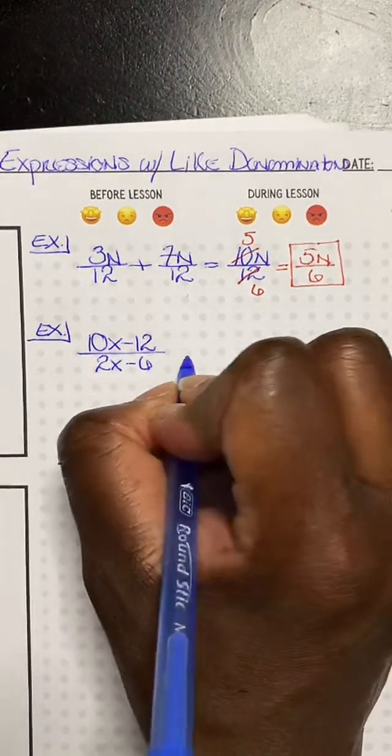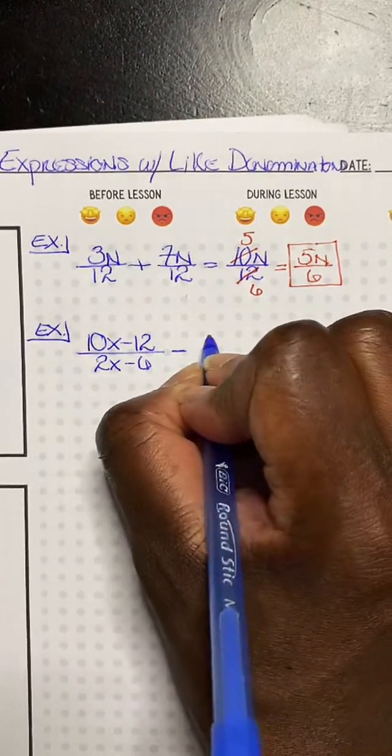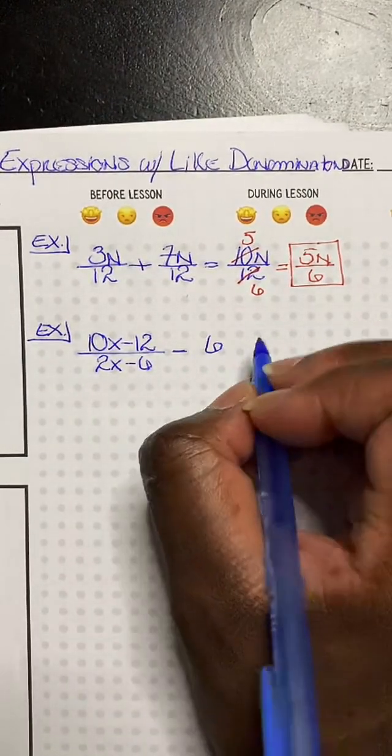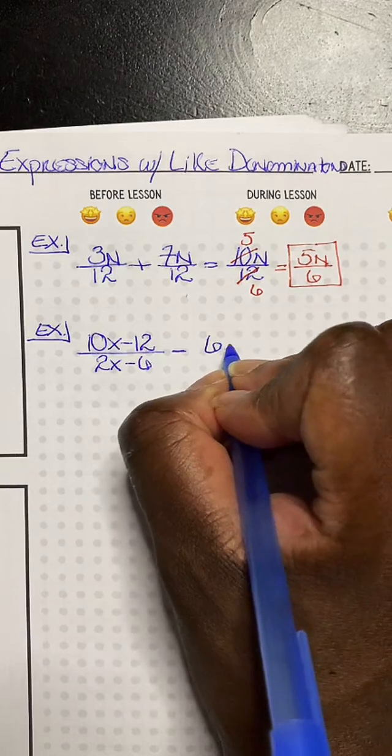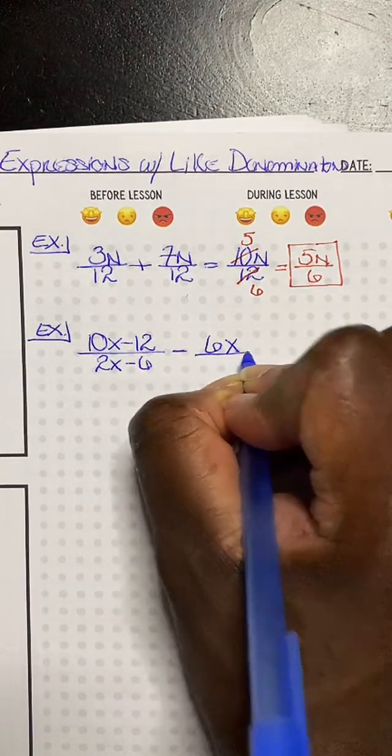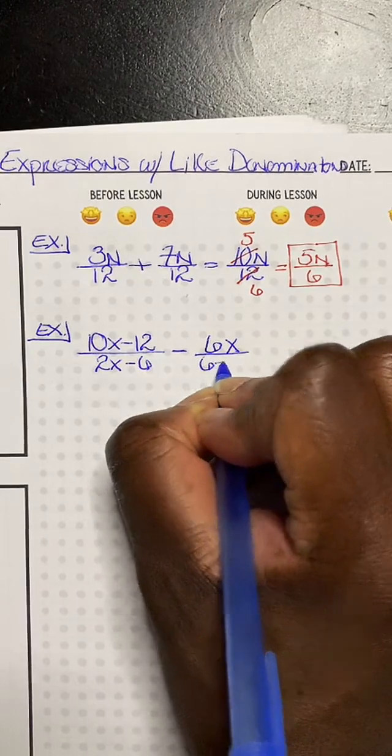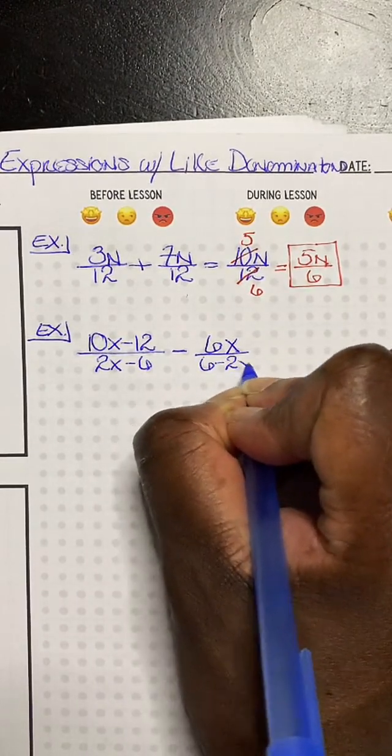All right, so let's look at another one. We have (10x minus 12) over (2x minus 6), minus 6x over (6 minus 2x).